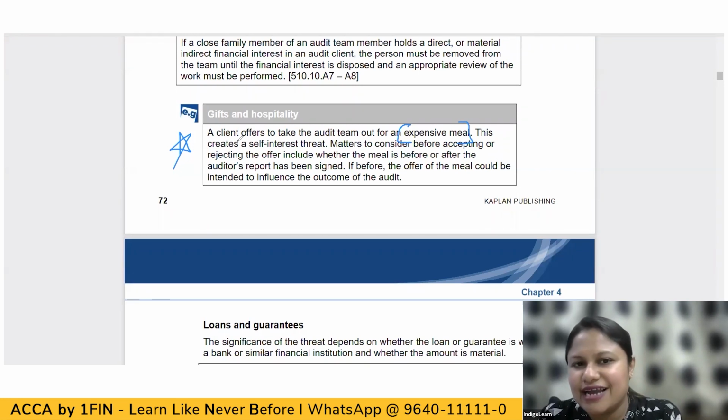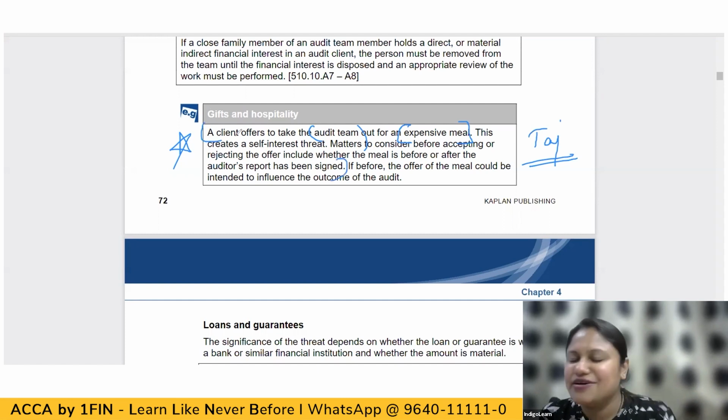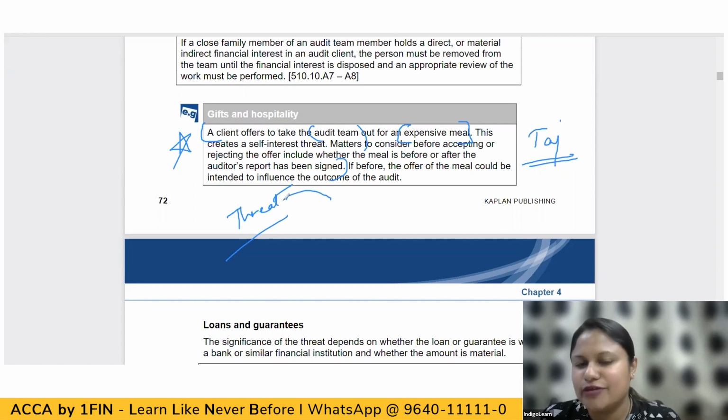So what they do, a client offers to take the audit team out for an expensive meal. So they take you to the Taj, all these kinds of premium hotels you go. This creates a self-interest threat. Matters to consider before accepting or rejecting the offer include whether the meal is before or after the auditor's report has been signed. Got it? Very nicely they have told. See, if they're treating you after the opinion is given, it is not a threat. Right. Because the opinion is already given. So only as a part of hospitality, only because you're the auditors, for your dignity, or for the respect that they have.